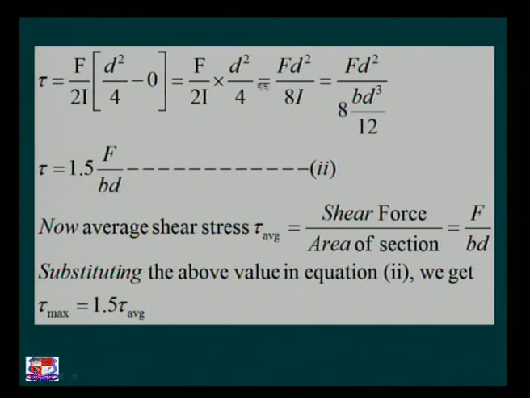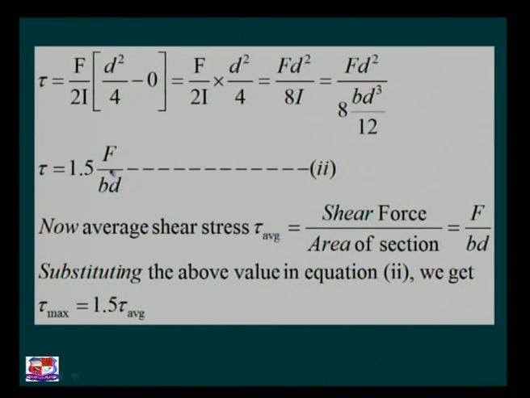Now tau is equal to F over 2I bracket d square by 4, so this answer is F d square by 8I. Let us put I is equal to b d cube by 12. This d square and this d cube term will be cancelled. We achieve F by bd, and simplifying, tau is equal to 1.5 times F by bd.